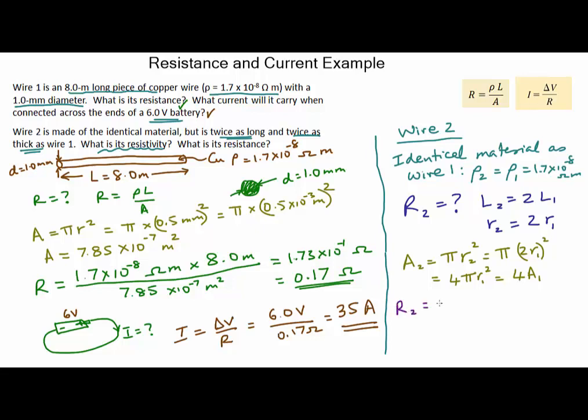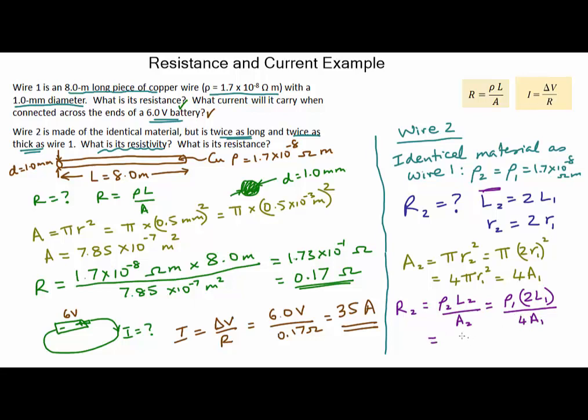So R2 would be rho 2 L2 over A2. And now I'm going to put this in terms of the first wire because I already know the resistance of the first wire. So if I figure out how many times this is of that, I can just use this value and do that. So rho 2 is the same as rho 1. We figured that out here. So I can write rho 2 as rho 1. L2 is 2 times L1, so I can write that as 2L1 divided by area 2, which is 4 times area 1. We just figured that out, so I can write that like that.